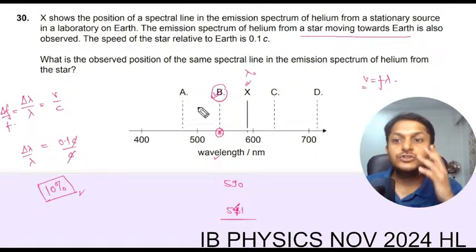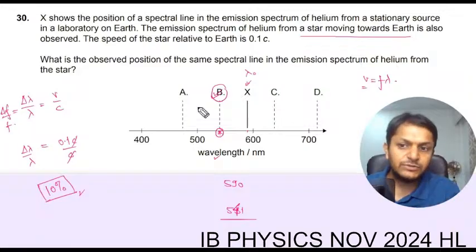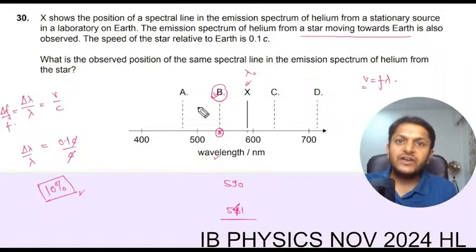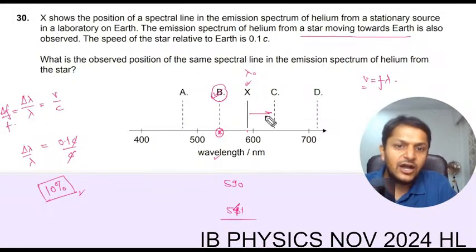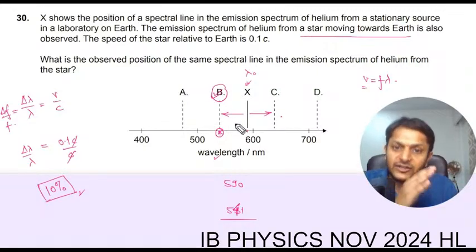Number one, we used the Doppler effect for electromagnetic waves, the Doppler effect for light, which is delta lambda by lambda is equal to V by C. Accordingly, we multiplied by 100 and found that the change in wavelength should be 10%. So now the second question is: is it going to increase by 10%, or is it going to decrease by 10%? Because if it was supposed to increase, C could be the correct answer. But it will be decreasing.